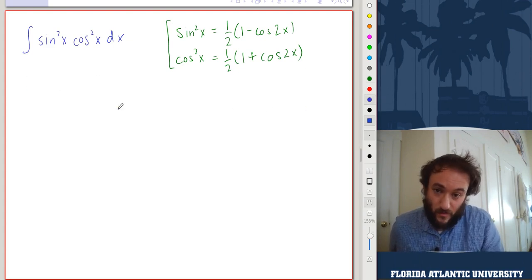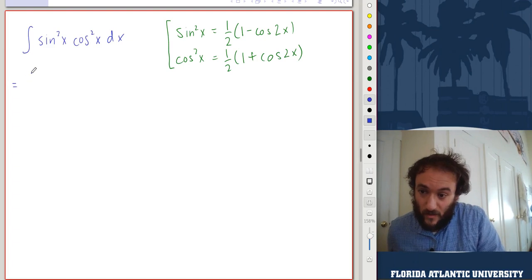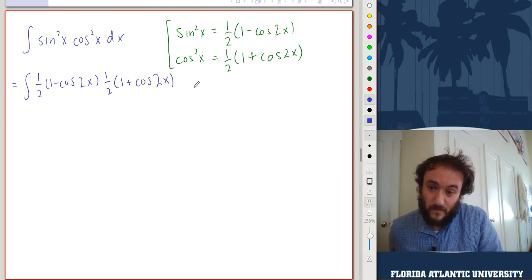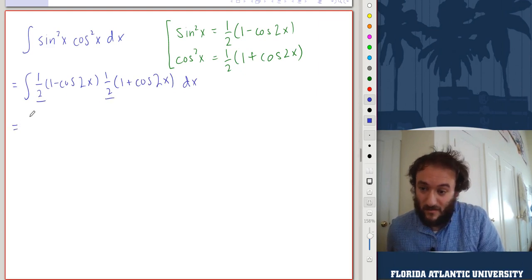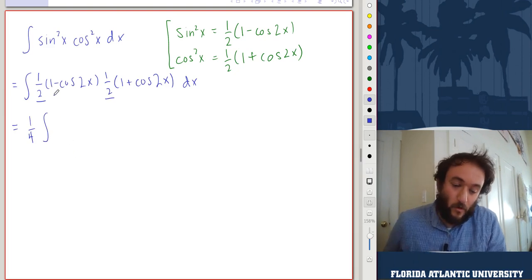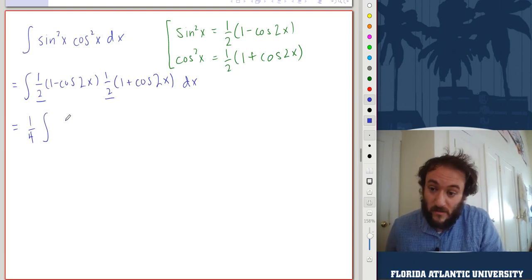So plugging that into our integral here, we get that the integral equals the integral of 1/2 times 1 minus cosine 2x, times 1/2 times 1 plus cosine 2x, and that's with dx at the end. Now let's simplify. We can bring these constants out in front without changing the value of the integral. So we have a quarter up here. And now you'll notice that this is of the form a plus b times a minus b, which is the difference of squares. So we can just turn this into 1 minus cosine squared 2x, apologies.